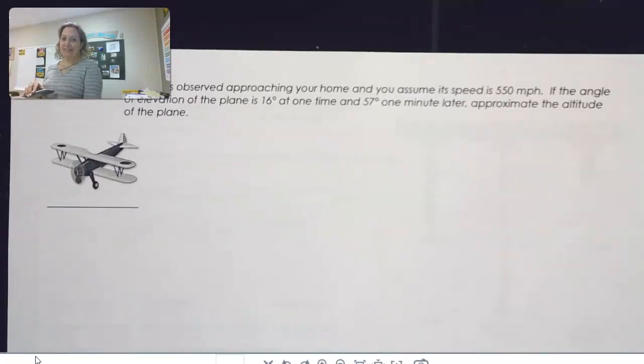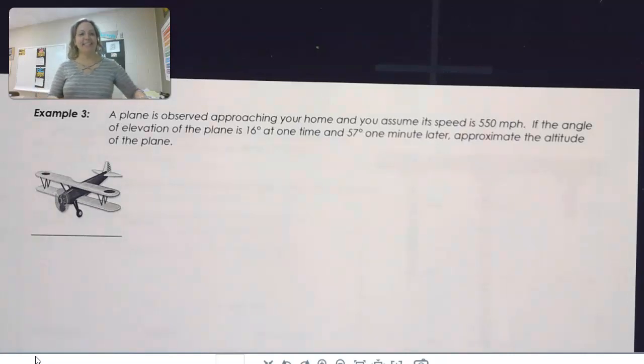All right, more fun. Example 3 says a plane is observed approaching your home and you assume its speed is 550 miles per hour. You're just that good at estimating things. If the angle of elevation of the plane is 16 degrees at one time and 57 degrees 1 minute later, approximate the altitude of the plane.